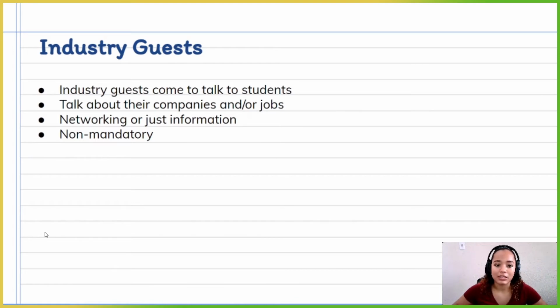Or, for example, I went to see a talk by a narrative designer and they talk about, well, here's the difference between writing and narrative design, and here's how you make a good portfolio, and here's how I got into it personally, and all of that sort of information.